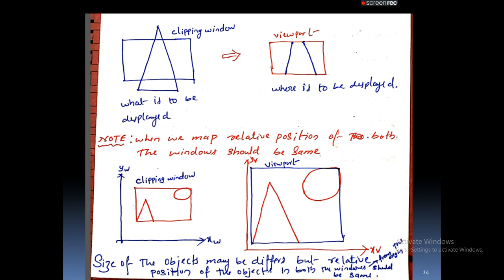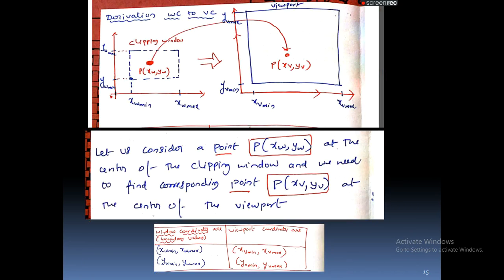So we need to prove this: the relative positions of the object in both the windows should be the same. For this statement, we have one derivation. We'll see how we can say that the relative positions of the object in both the windows should be the same. Here I have written the derivation, from world coordinate to viewing coordinate.